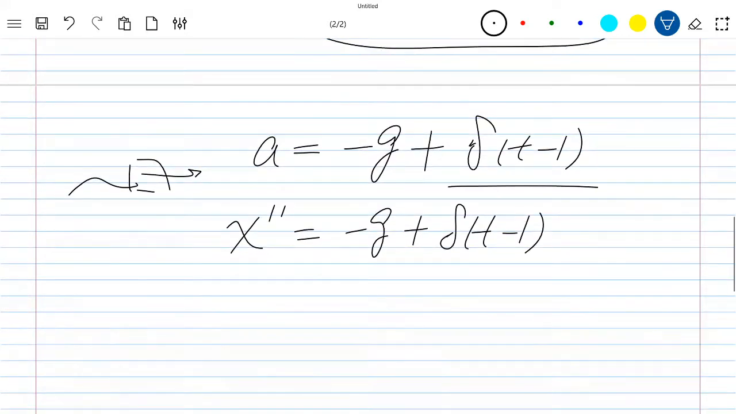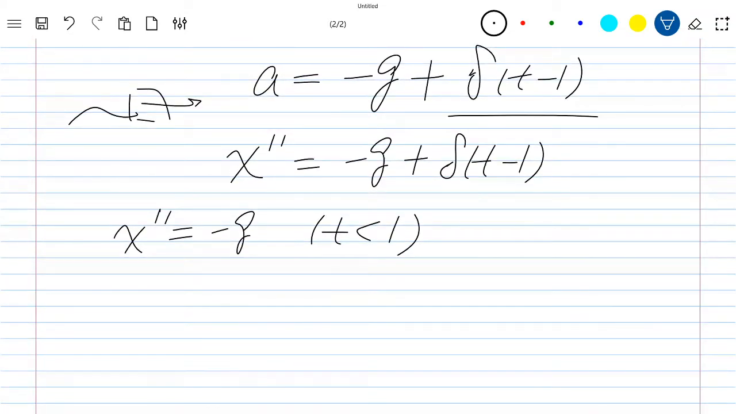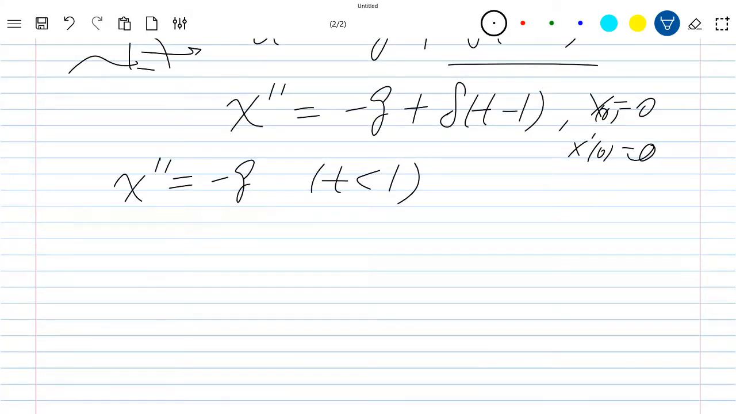Okay, so how do we solve that directly? It means you have to solve this for t less than 1. Let's say our initial condition is x equals 0 and x prime is also 0. Right, so it starts from still, then it's a free fall, right?